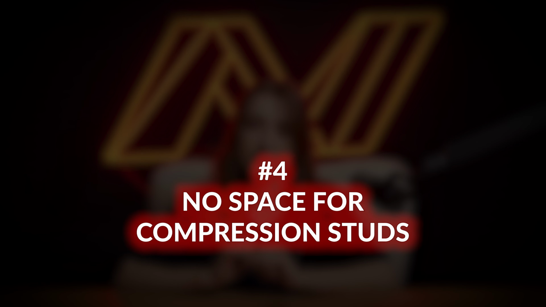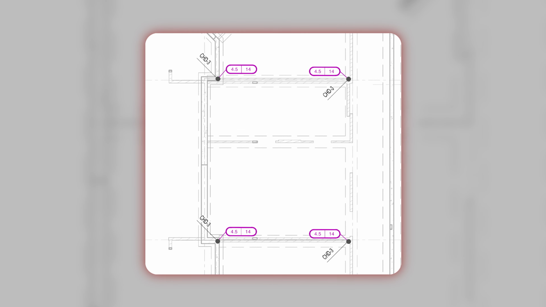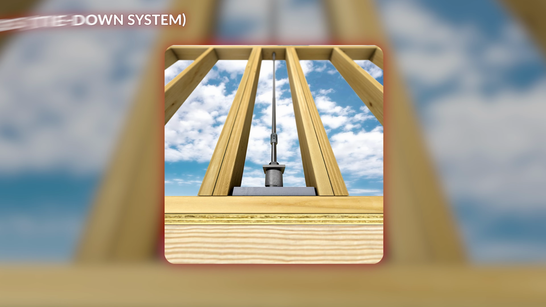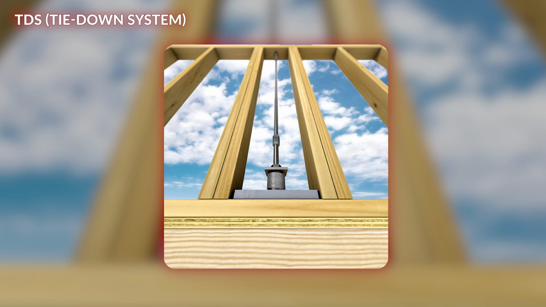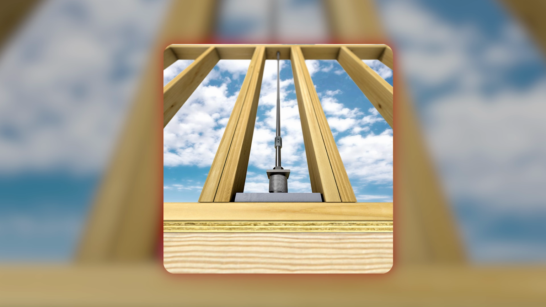No space for compressed studs. And speaking of hold-downs, sometimes the structural drawings show the shear wall layout and the rod locations, but they don't account for the collector studs that actually carry the load. As an example, we had a project where the foreman laid out all of the TDS rods exactly according to the structural drawings. Everything seemed fine, until they started framing.